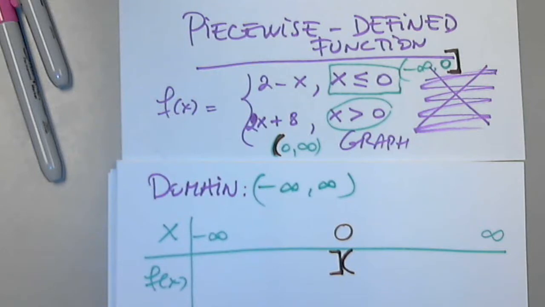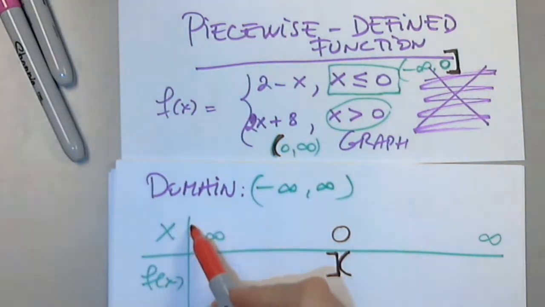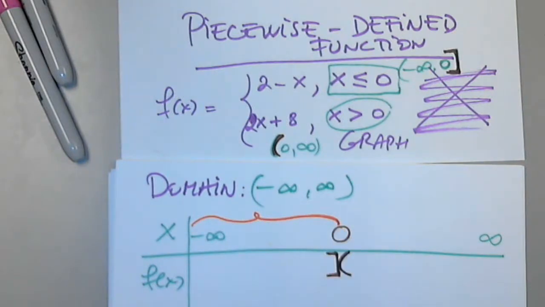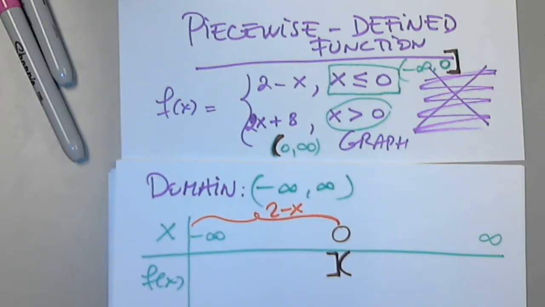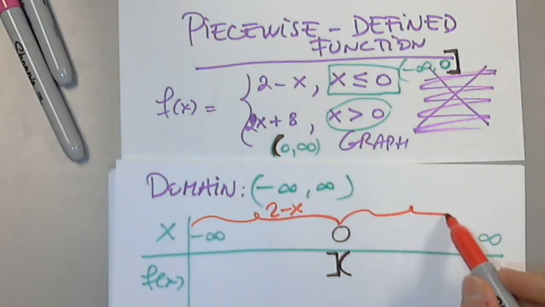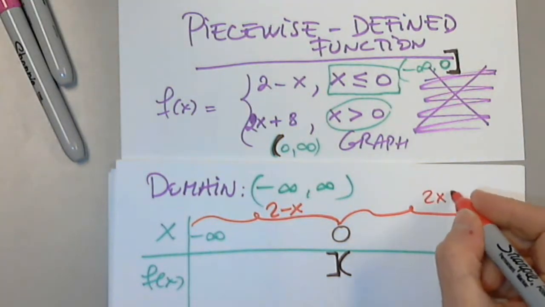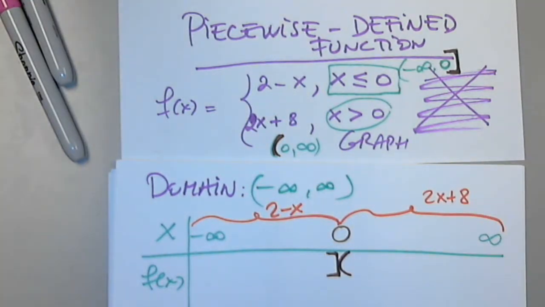Now I'm going to ask you something that is an overkill, but I need to see it right there in front of me. What function will you use for x values between negative infinity and 0? I want to write it up here. F of x equals 2 minus x. Which function will you use for x greater than 0? I know it's an overkill, I want to write it up here. 2x plus 8. Do you all agree with 2x plus 8? Okay, perfect.